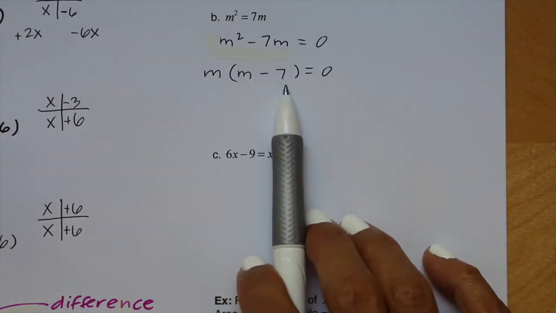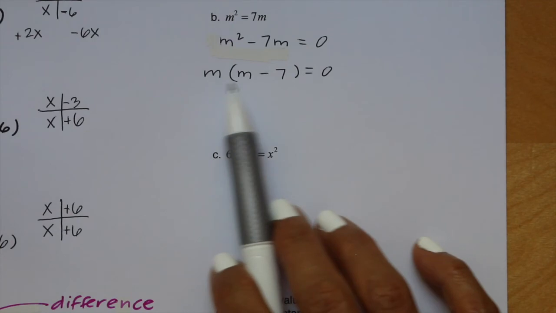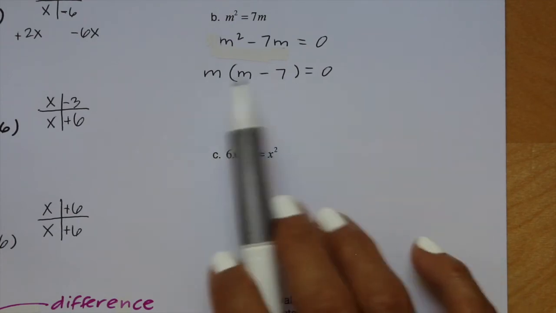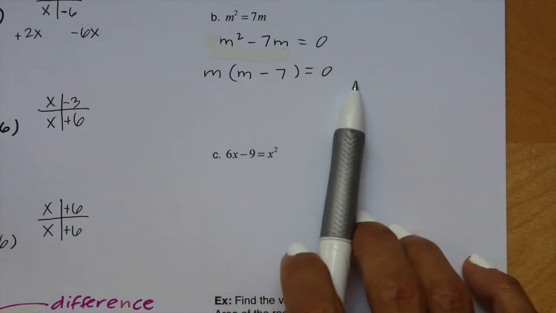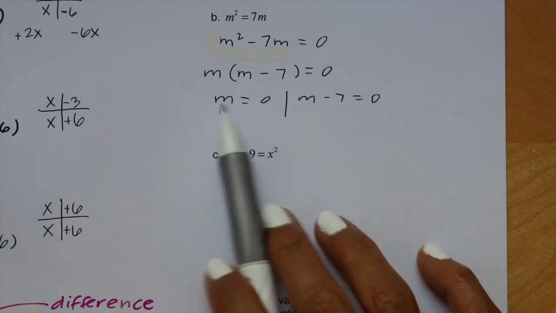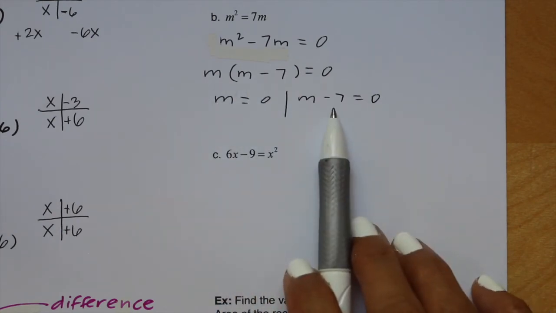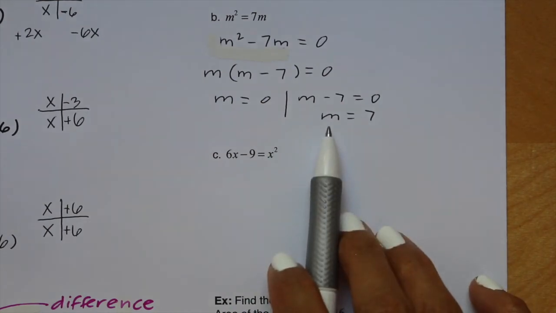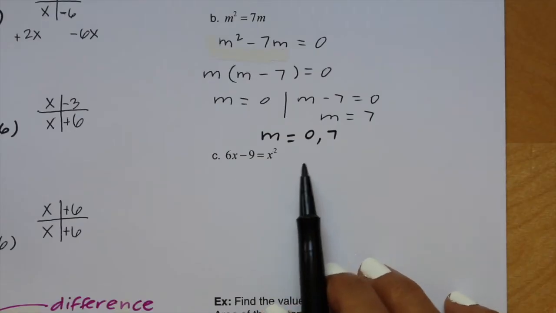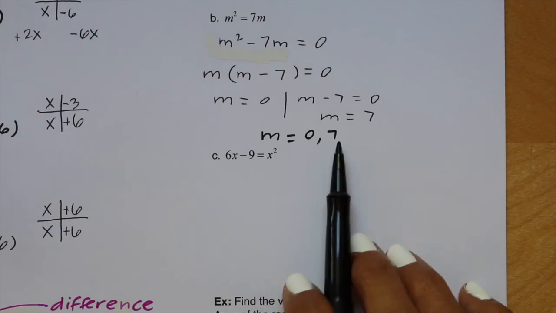At this point, we're going to use the zero product property. We have a product equaling 0, so we're going to set both factors equal to 0. So on this left side, we just have m equals 0, and there's nothing left to solve. On the right side, we're going to add 7 over, so we get m equals 7. So our final answer is two values. We get m equals 0 and 7.